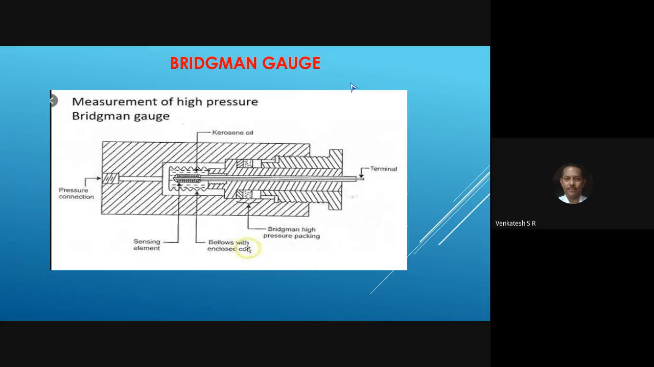The Bridgeman gauge. Explain briefly with the neat sketch the Bridgeman gauge. Put a question mark. List the applications and limitations.